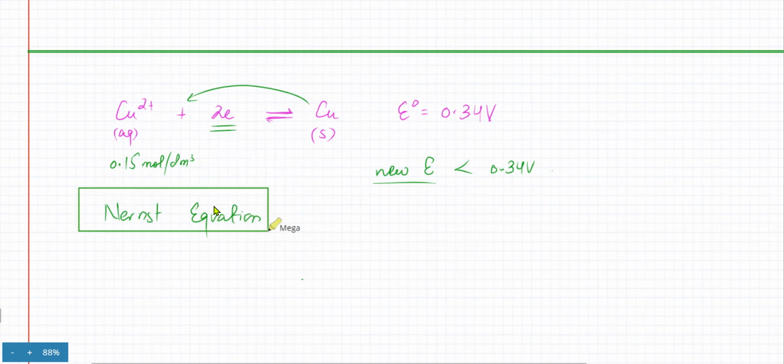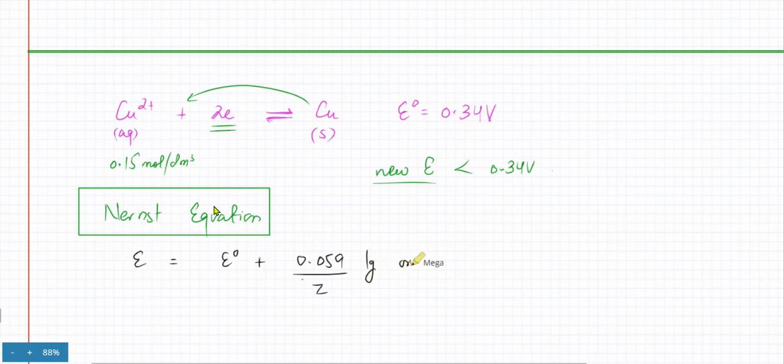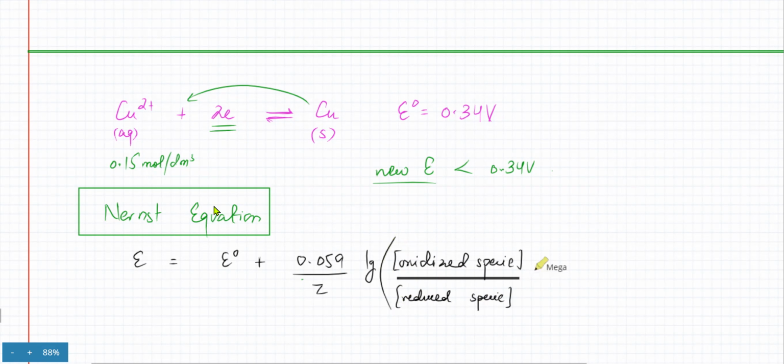And this equation is written as: E, the new E, is equal to the old E plus 0.059, which is a constant, divided by Z, times log of the oxidized species concentration divided by the reduced species concentration. So this is the formula.